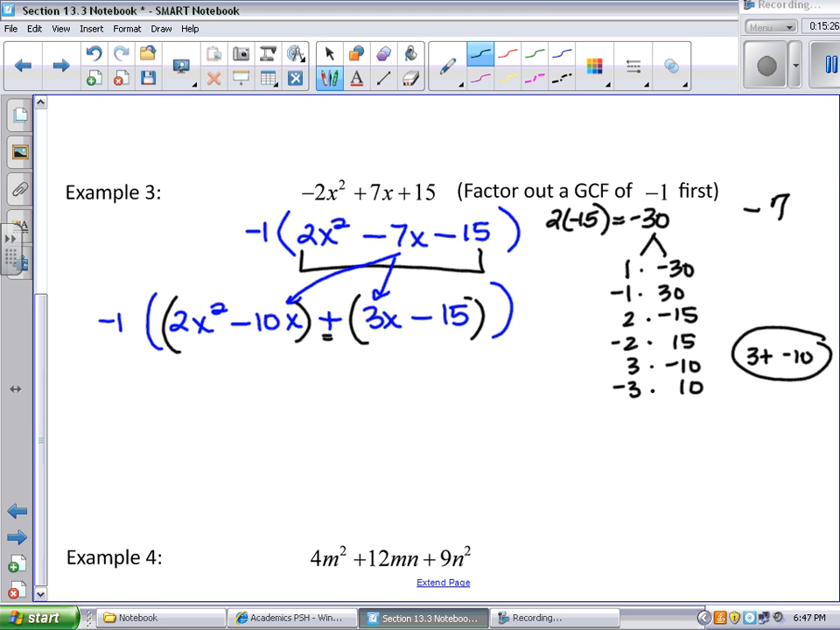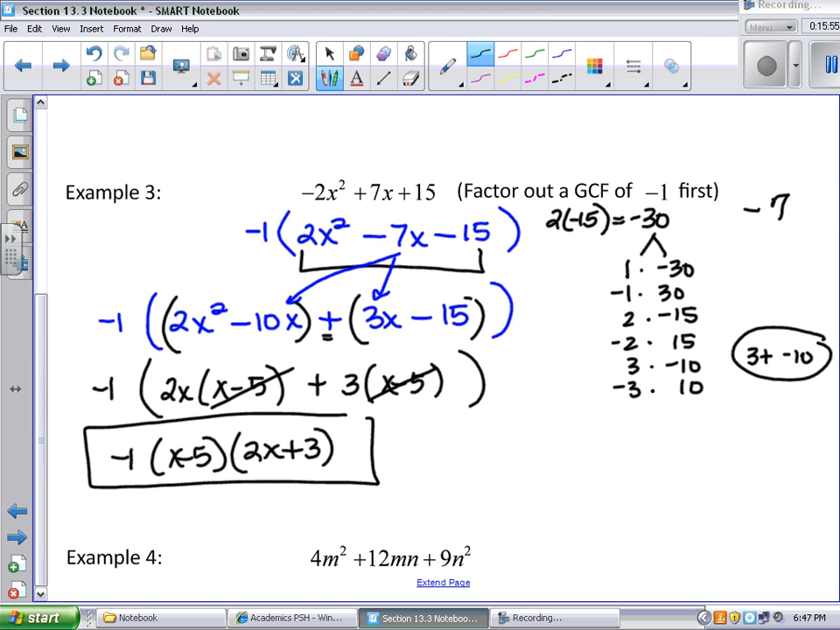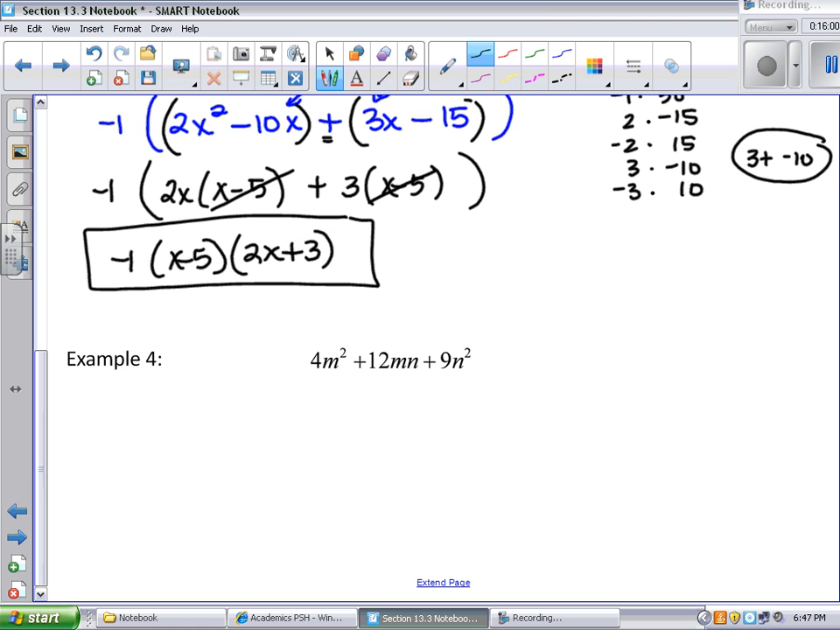So, factor out your first group. We're going to have negative 1 times. And this, I can factor out a 2 and an x, leaving me with x minus 5. Plus, I can factor out a 3, which leaves me with x minus 5. Take out the common factor of x minus 5. And what do we have left? 2x plus 3. So here my polynomial is completely factored. And again, you can multiply that out to check it.